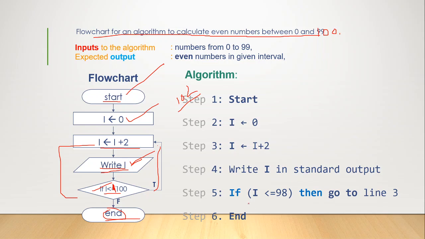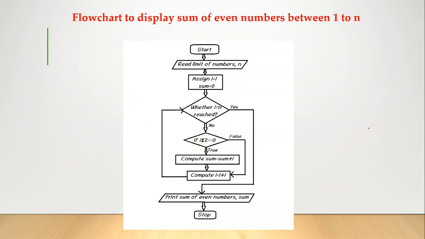This is the algorithm to calculate even numbers from 0 to 100.